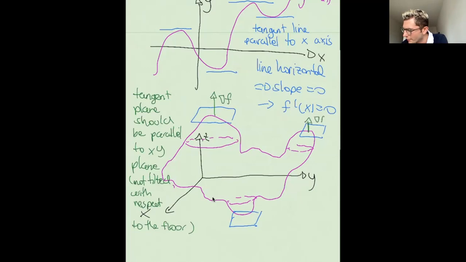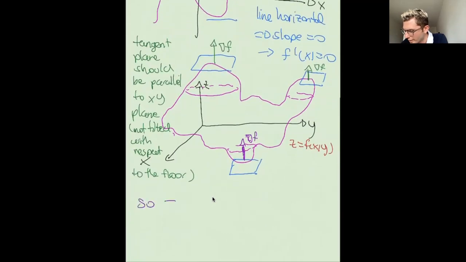Now we're looking at a function of two variables. Sorry, I should have said this. So you would like somehow the gradient of the function to be aligned with the z-axis. So we would like the gradient of f to be parallel to the z-axis.